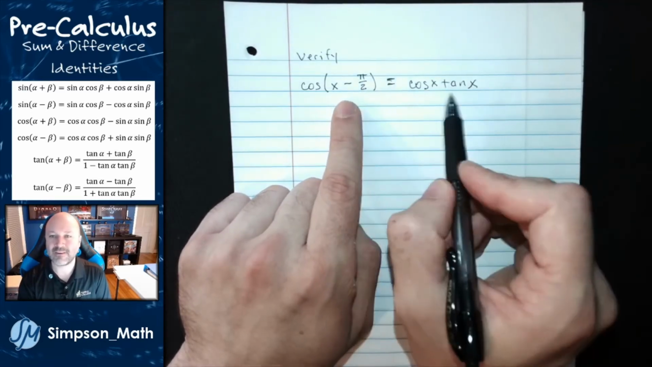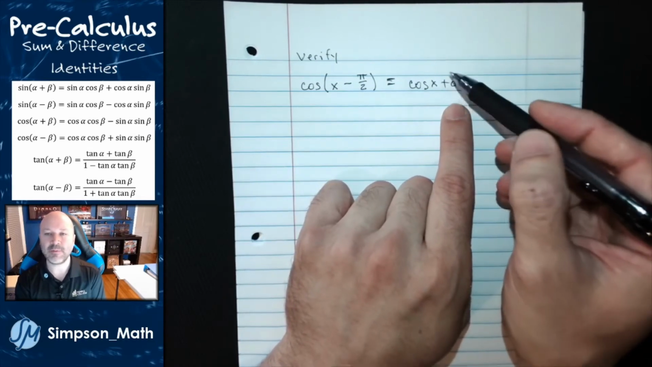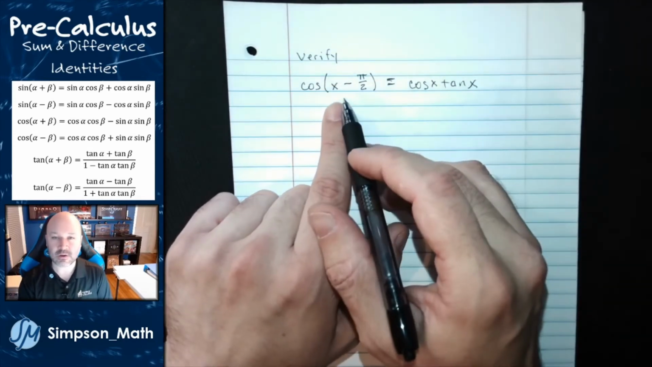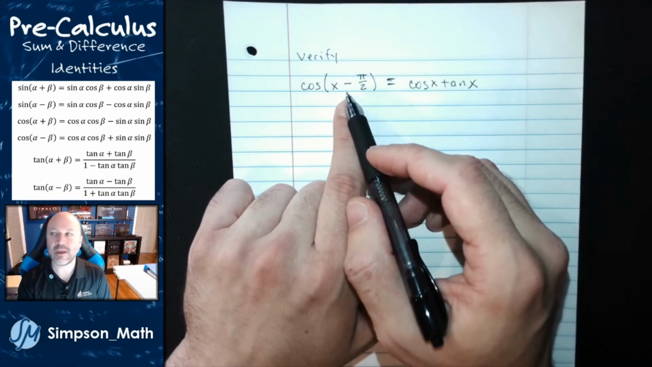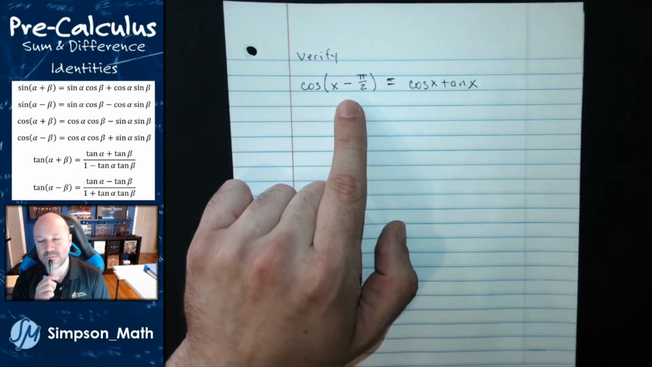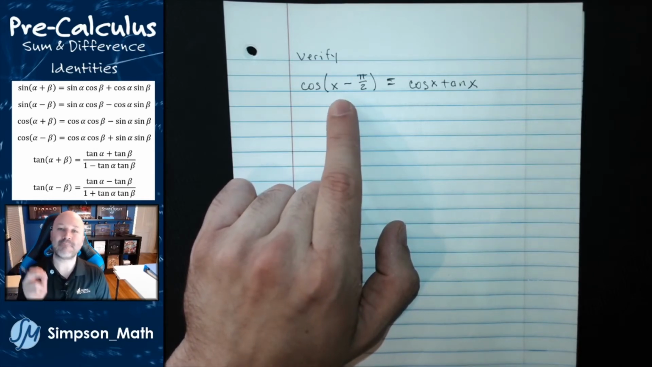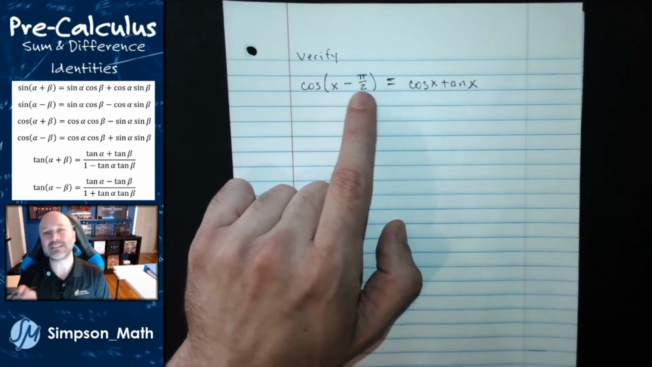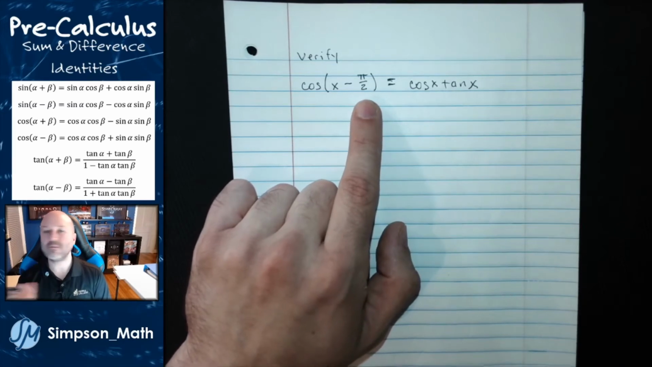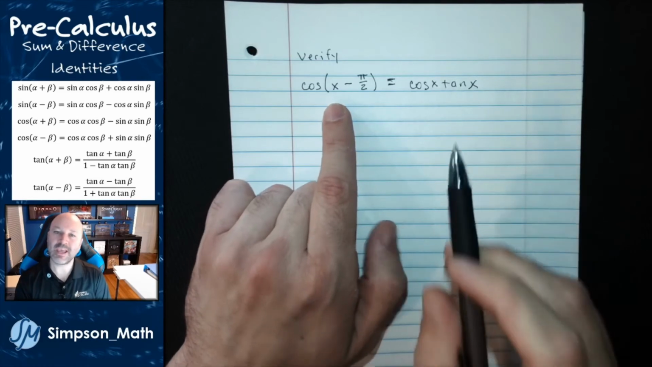Okay, I'd like to verify this. If I played around to the right, I could see some quotient identity I could maybe play with. Over here, you may see some familiarity with a cofunction, but this is not a cofunction. Cofunction specifically says 90 degrees minus the angle. So it looks like that. This is the angle minus 90 degrees. So I cannot use a cofunction identity here. But what can I do?